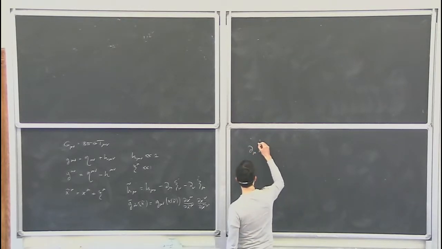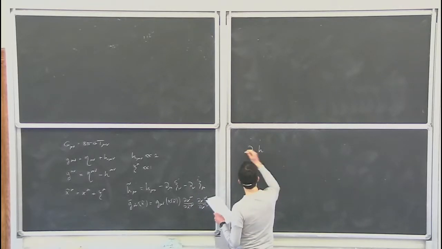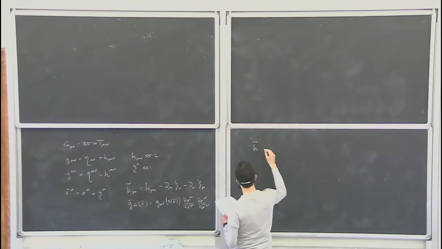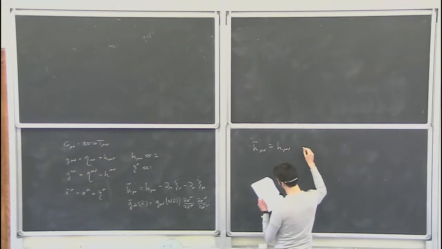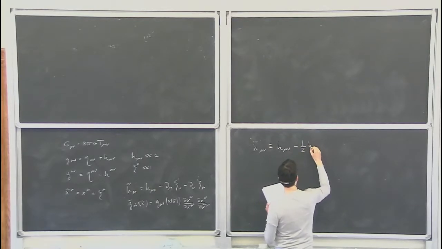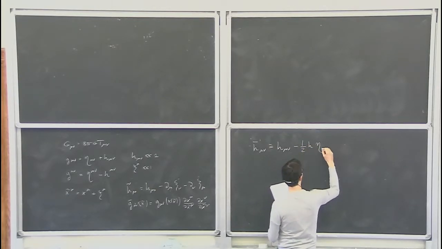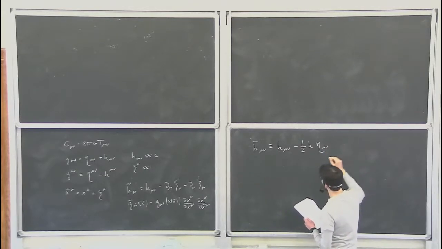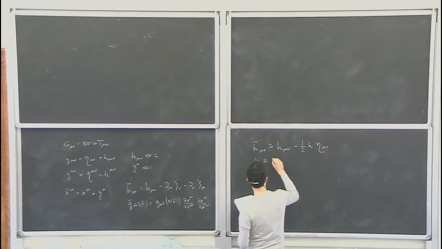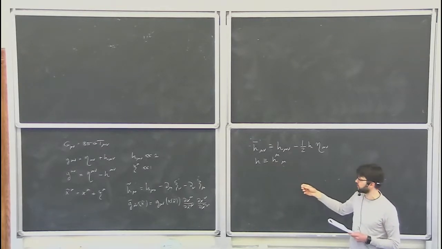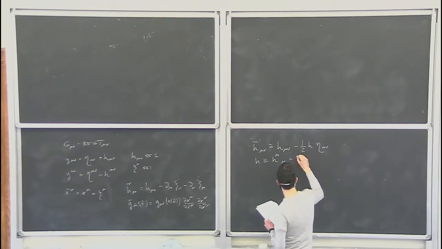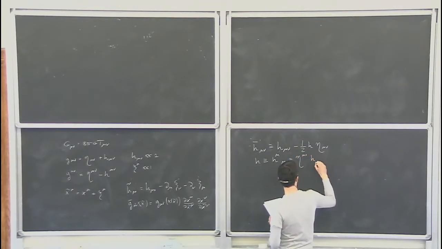So let me introduce this object, which is what we call the trace-reversed metric perturbation, for reasons that will be obvious in a while. By definition, it is h mu nu minus 1/2 the trace times eta mu nu, where h is defined as the trace. Again, indices of the first-order perturbations are raised and lowered using the background metric. So this is equivalent to eta mu nu h mu nu.